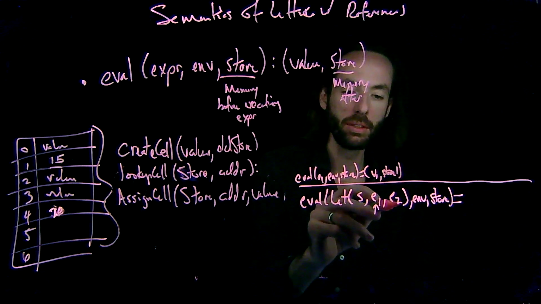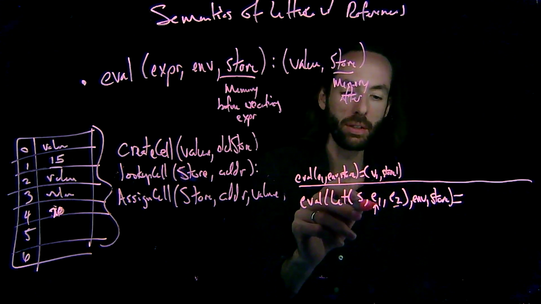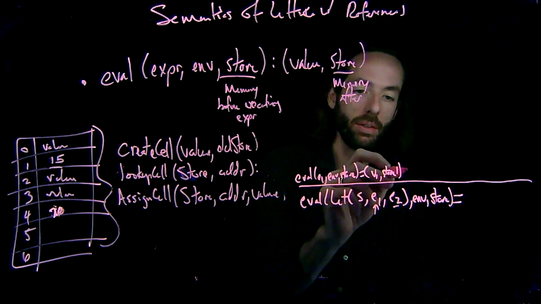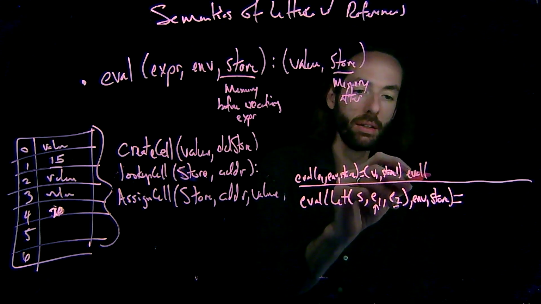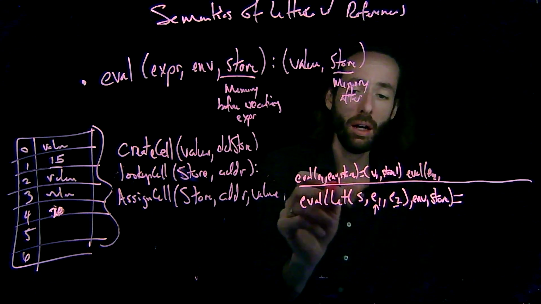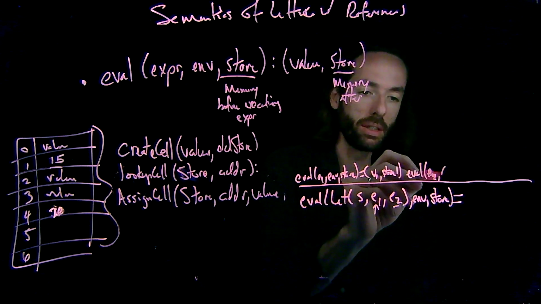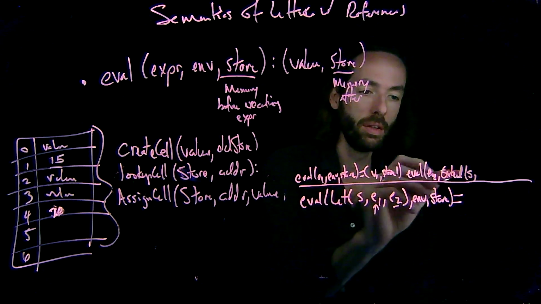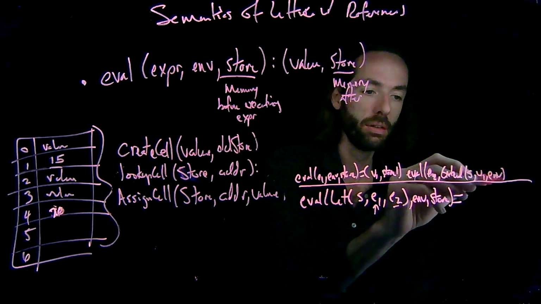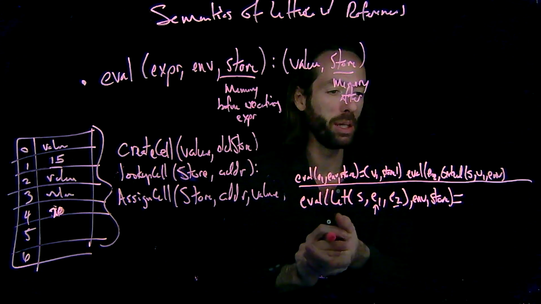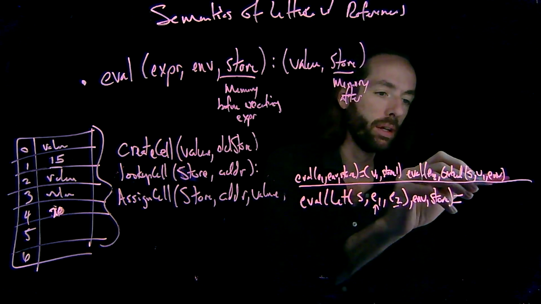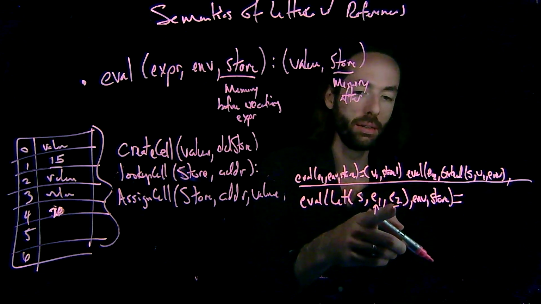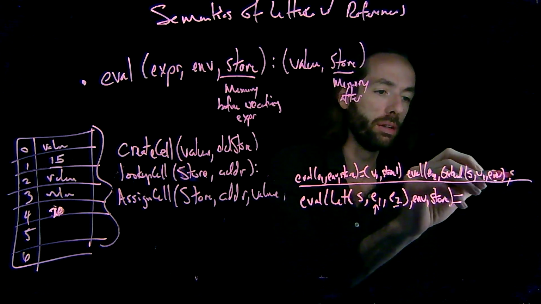And now I need to evaluate e2 after updating the environment to include the mapping s to v1. So now I'm going to do eval e2 under, well, what's my new environment? It's going to be this extend of s v1 env. So I've just tacked that new mapping on the front of my environment. And then which store do I need to use in order to do this body? Well, I want to use store 1.